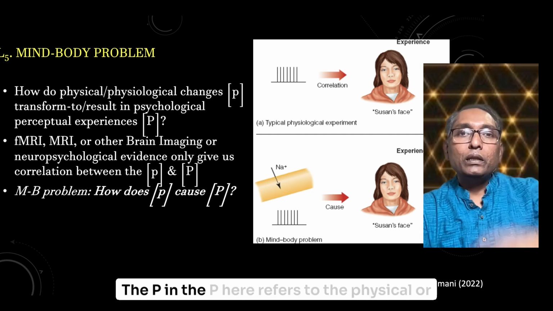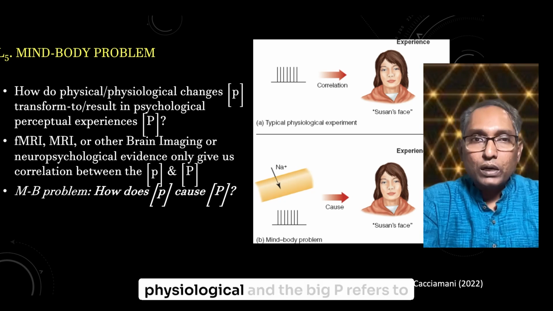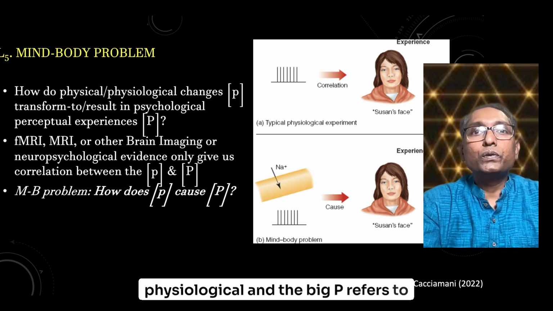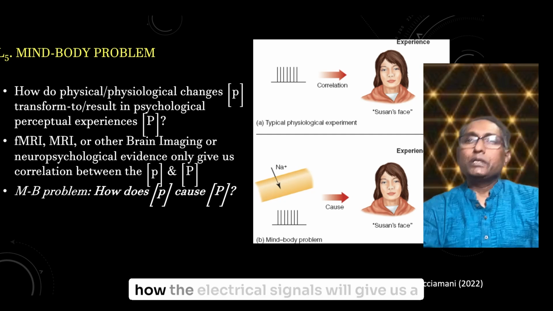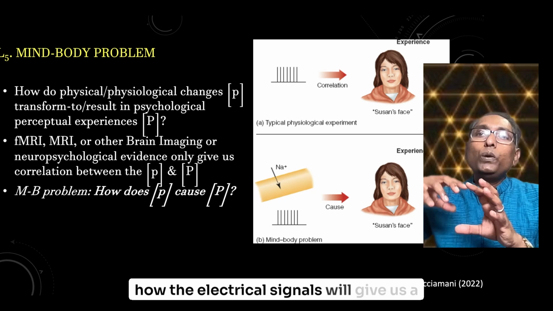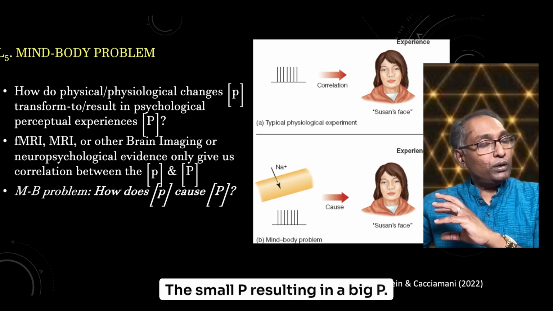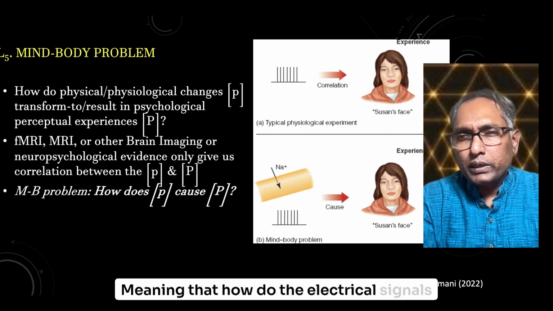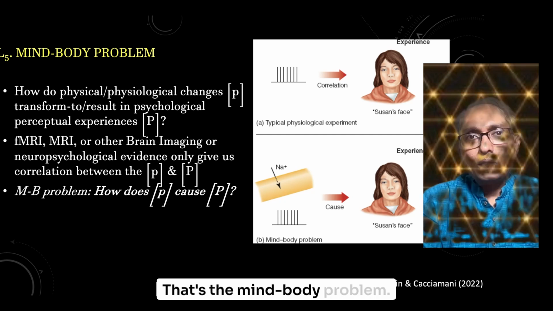The small p and the big P here refer to the physical or physiological, and the psychological. The small p, the physiological, means how the electrical signals will give us a psychological experience. The small p resulting in a big P, meaning how do the electrical signals translate into our conscious experience? That's the mind body problem.